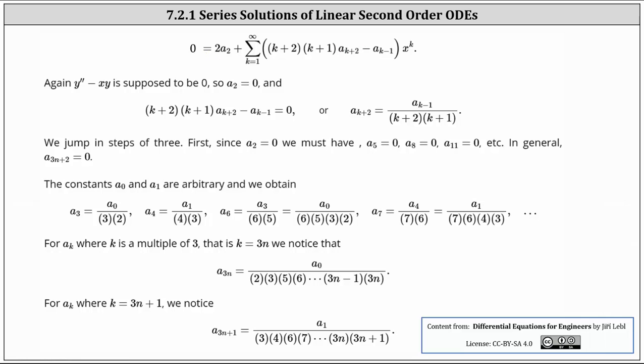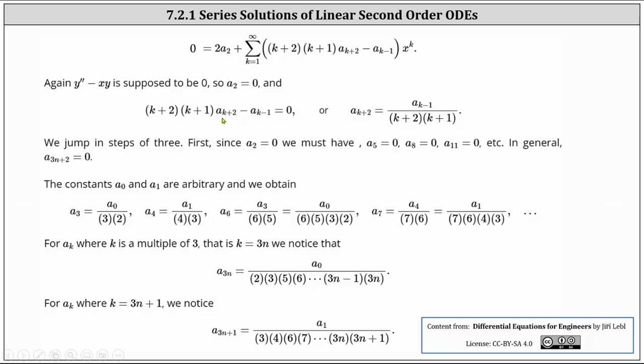To begin, that means 2a sub 2 must equal 0. Recall a sub 2 is a constant, and therefore a sub 2 is equal to 0. Similarly, all the coefficients of the power series must also be 0. This gives us the equation (k+2)(k+1)a sub k+2 minus a sub k-1 equals 0.